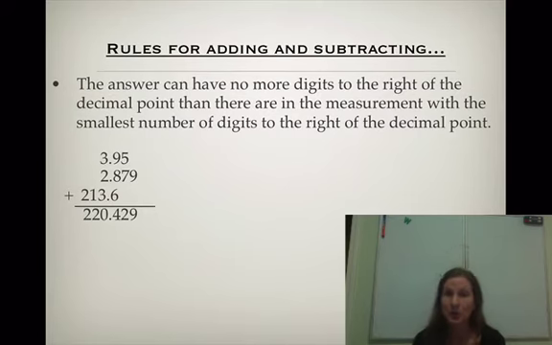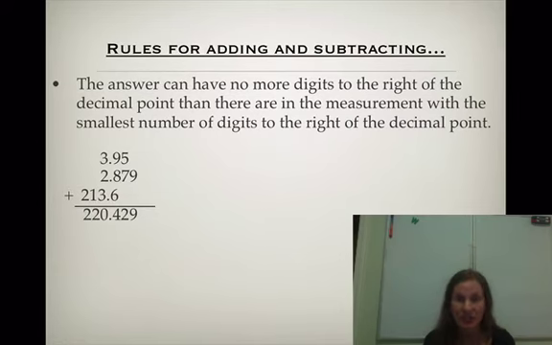But that is not reported correctly. I need to round my final answer based on the least precise measurement that I just used for the addition, in which case I would round to the tenths. That is my number that is the least precise. Because that's my least precise number, it dictates how I can report my final answer.